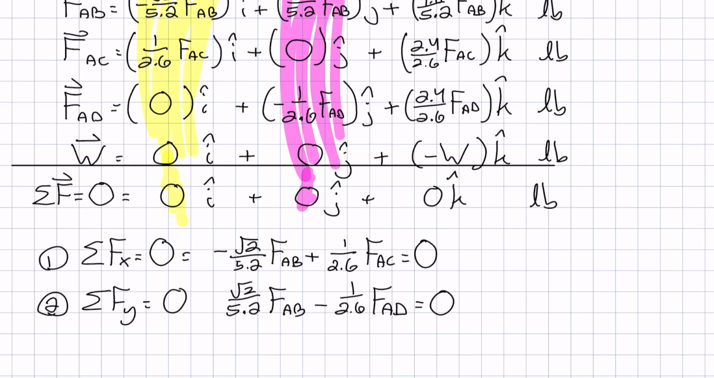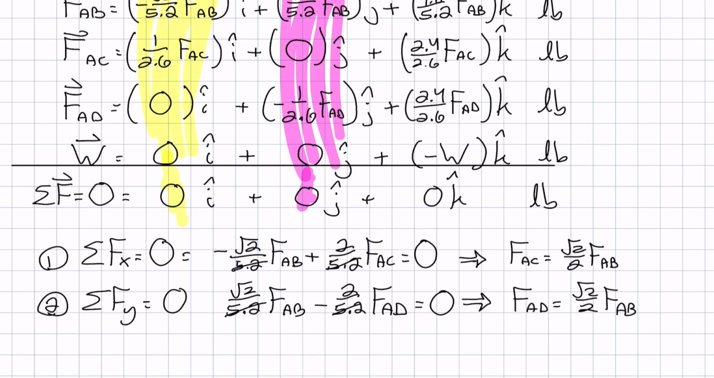Now, just to keep things consistent, I want to have the same denominator for all my terms there. So I'm just going to convert 1 over 2.6 into 2 over 5.2. This gives me the same denominator for each of the terms in those first 2 equations, and so I'm just replacing those right there. And now what I'd like to do is simplify these 2 equations first, because you can see with the same denominator I can cancel them out, and I can get a relationship for FAC and FAD as related to FAB.